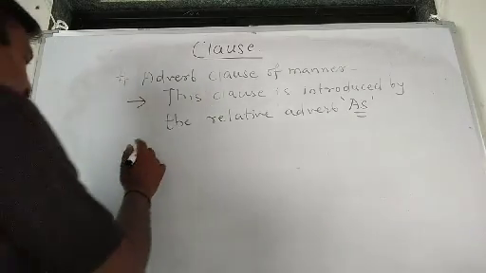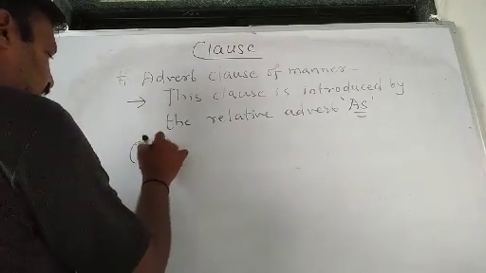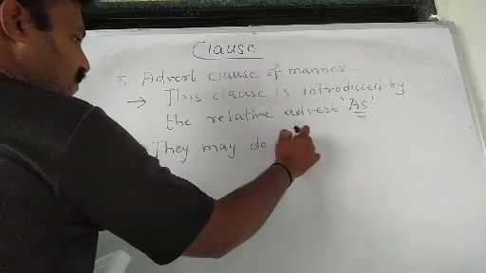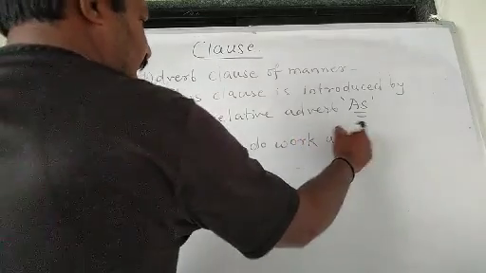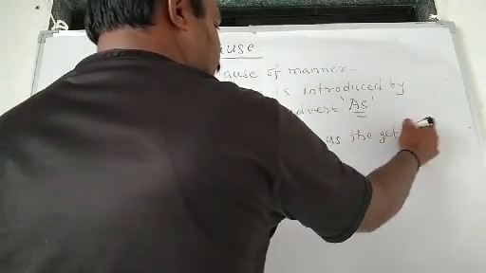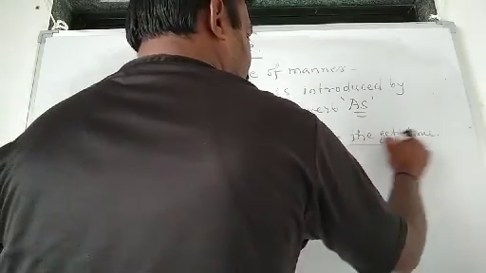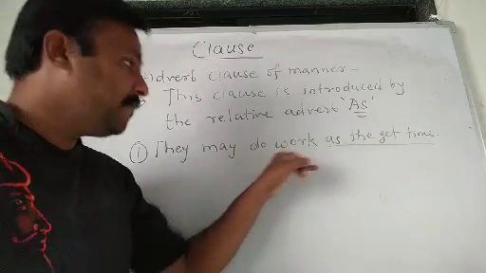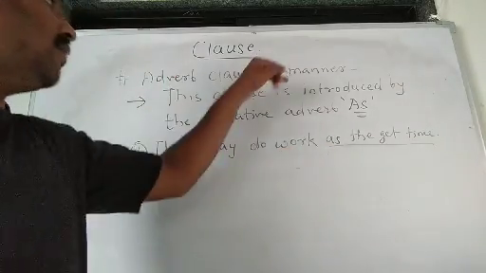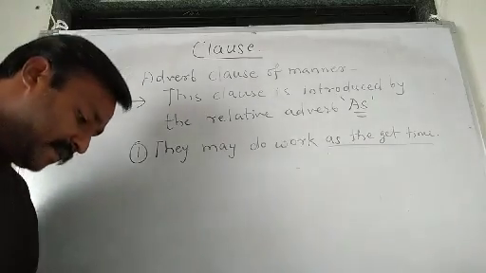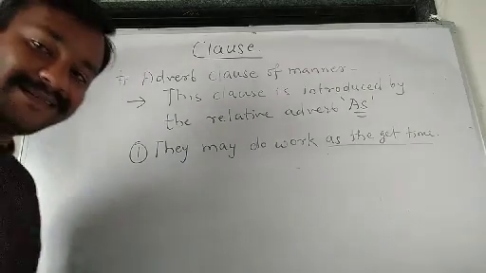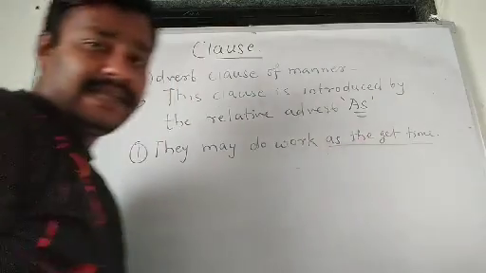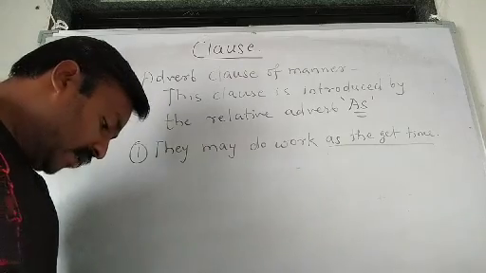First example. They may do work as they get time. They may do work, this is our main clause. As they get time, this is our adverb clause of manner. Isn't it? So manner of that action, they are doing work. It is like how they will do work. So as they get time, they complete their work.